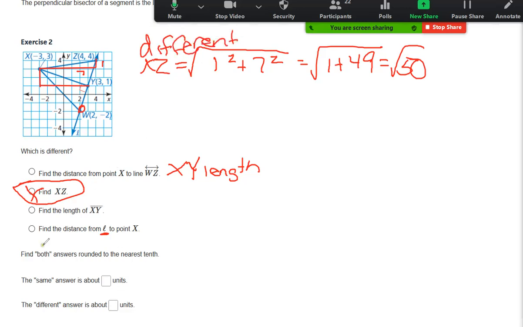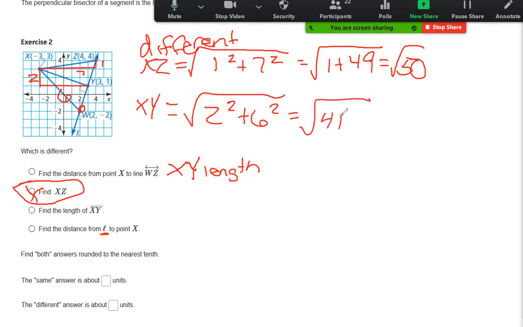The same one, all of these were this length right here, and you'll notice that's 2, and this is 1, 2, 3, 4, 5, 6. So XY, also known as the distance from L to point X, is the square root of 2 squared plus 6 squared. So that is 4 plus 36. That's the square root of 40, which is some other number. Use a calculator.